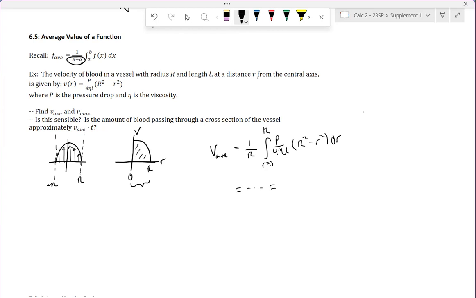And this turns out to be, again, with a fairly straightforward integral, that constant P over 4 eta L times big R squared times 2/3.